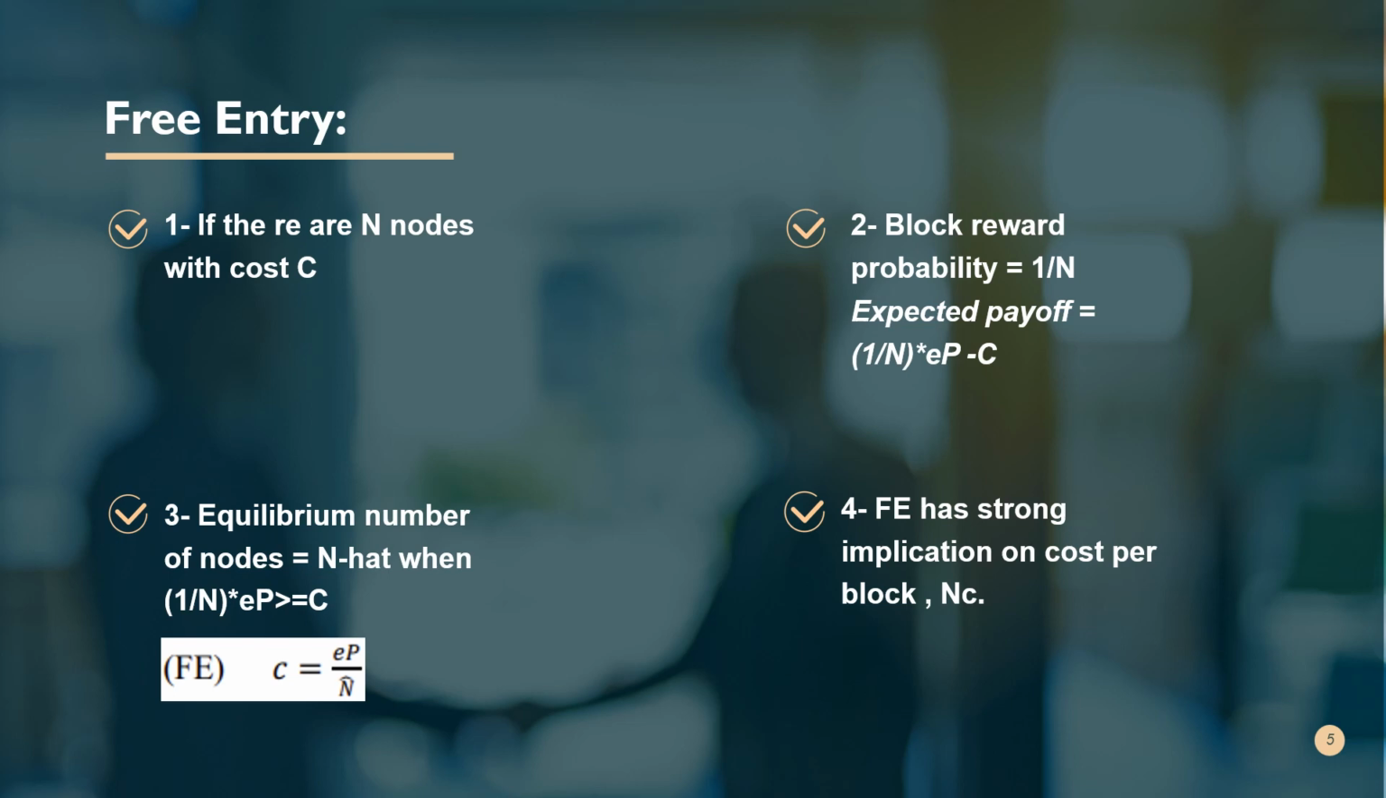The free entry condition has a strong implication for the resource cost per block, NC. It is no higher than EP. This means that a fall in C will not reduce the economic cost of mining since N will rise, that is, given P and E, and C is constant.